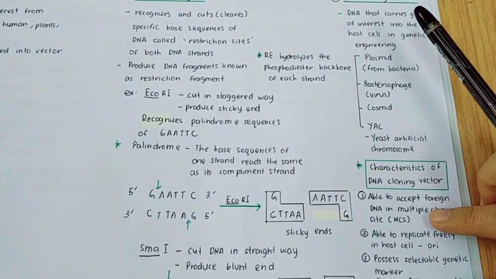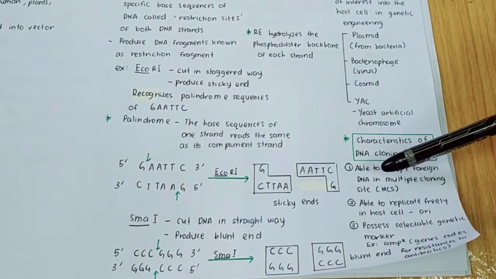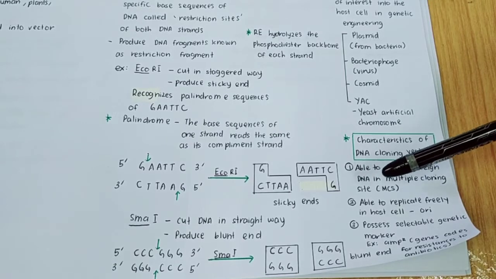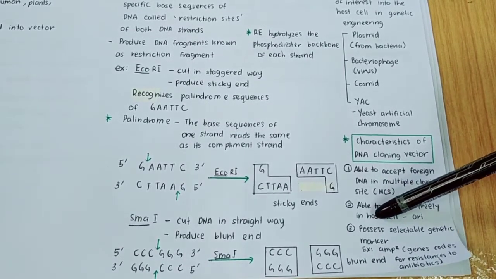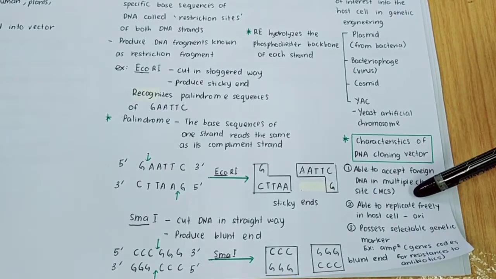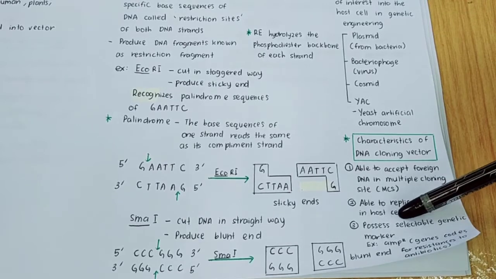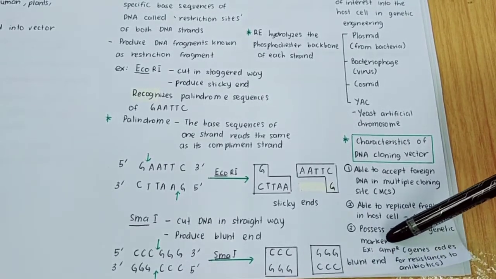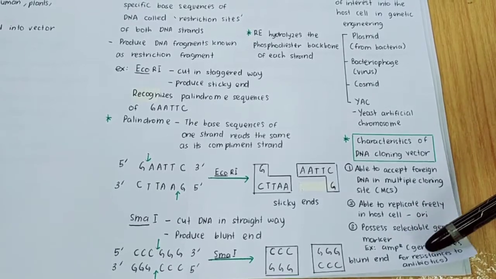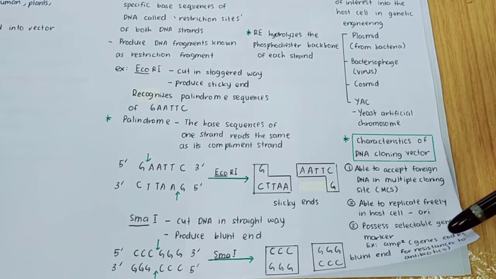So how DNA cloning vector based on its characteristic. So saya dah listkan dekat sini. Number one, able to accept foreign DNA in multiple cloning site or MCS. And then number two, able to replicate freely in host cell. And then number three, possess selectable genetic marker. So selectable genetic marker example is AmpR. So this genetic marker can be found in plasmid. So apa tu AmpR? It is the gene that codes for resistance to antibiotics.